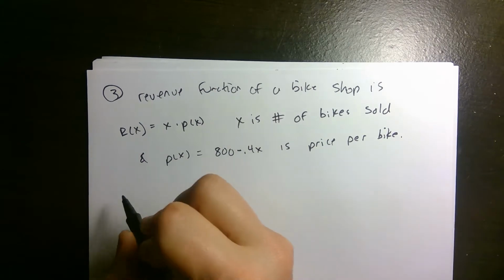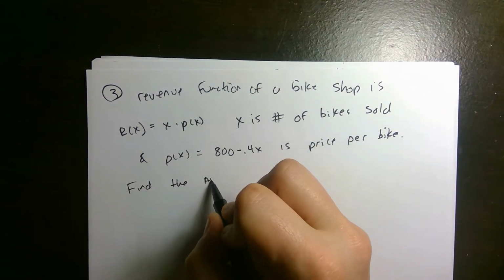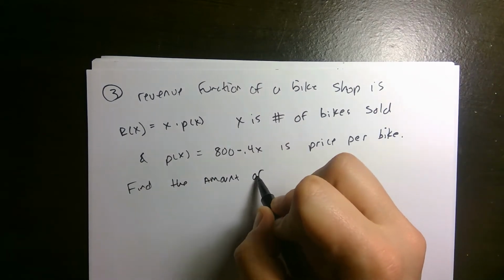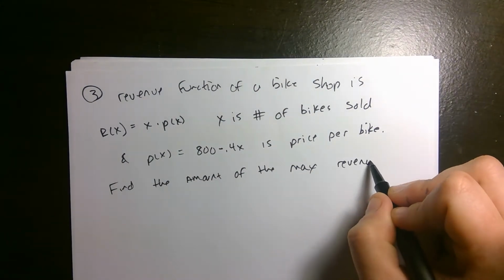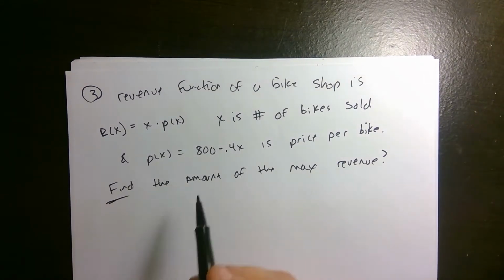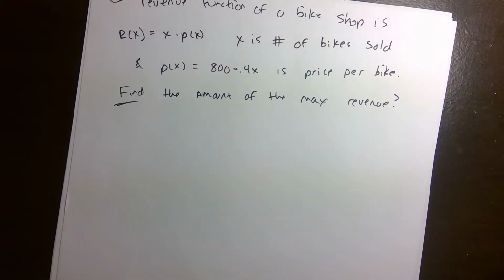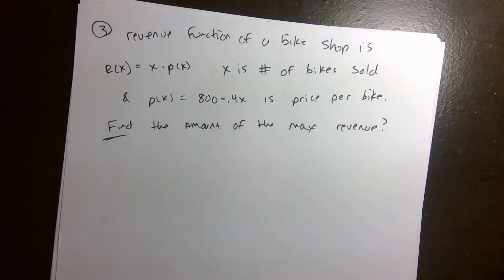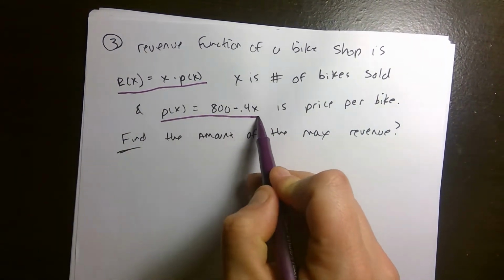Here's the question. We need to find the amount of the max revenue. Well, I guess that should have a question mark, but that's what I'm trying to do. I'm actually trying to find how much money I could make. Well, there's a couple of things going on. The first thing you're going to notice is you have two different functions. We have this R of X bit, and then we have this P of X bit.